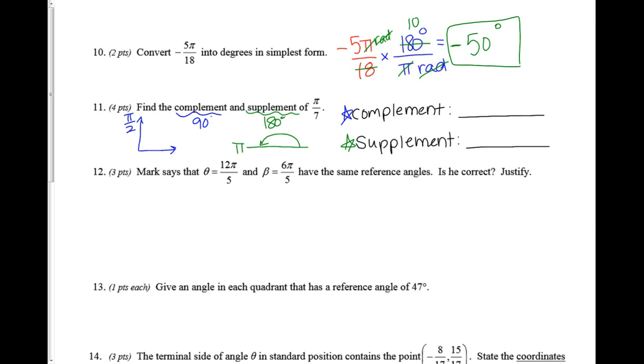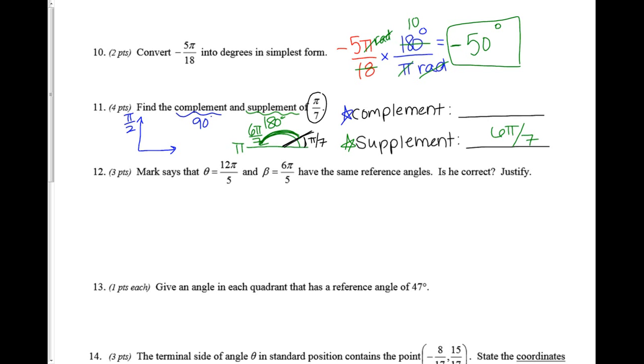What angle do I have? I have pi over 7. Well, pi over 7 is right here. That's a 7th of a pi. So if I have a 7th of a pi, then to make my supplement, how much do I have left to get to pi? Well, I would have 6/7 more to go to get to a whole pi. So my supplement is 6 pi over 7. I could also do that by subtracting. If I did pi minus pi over 7, that would give me 6 pi over 7.